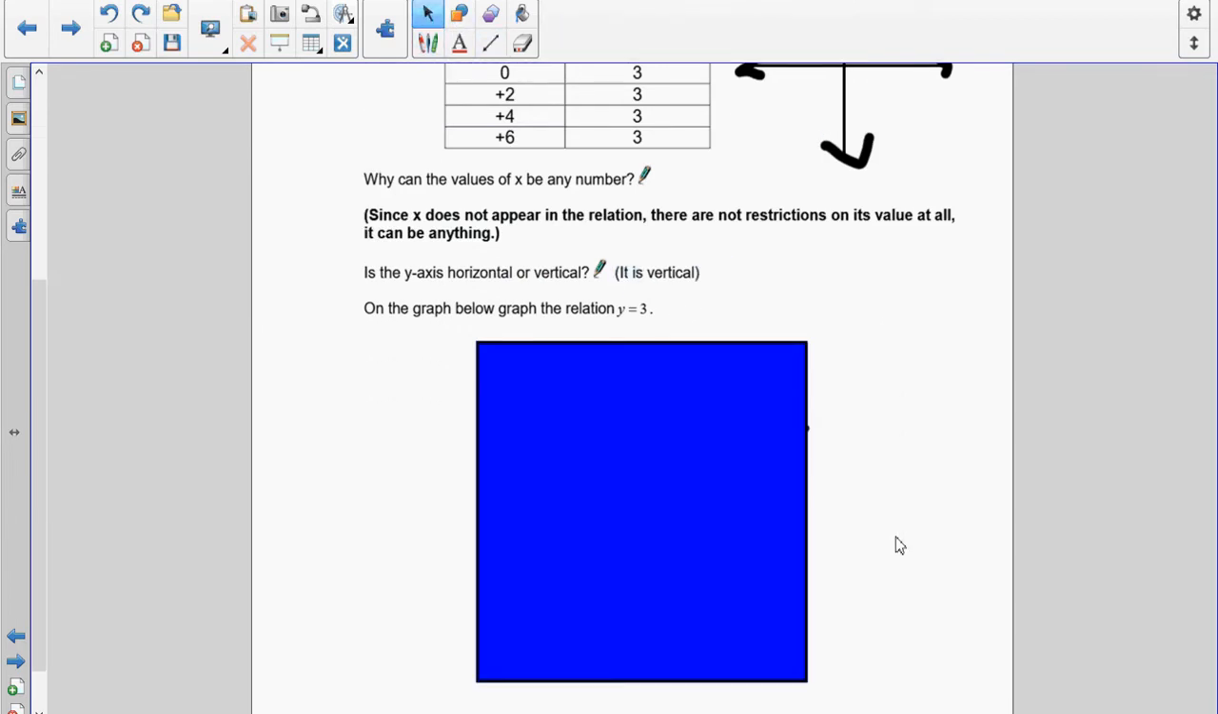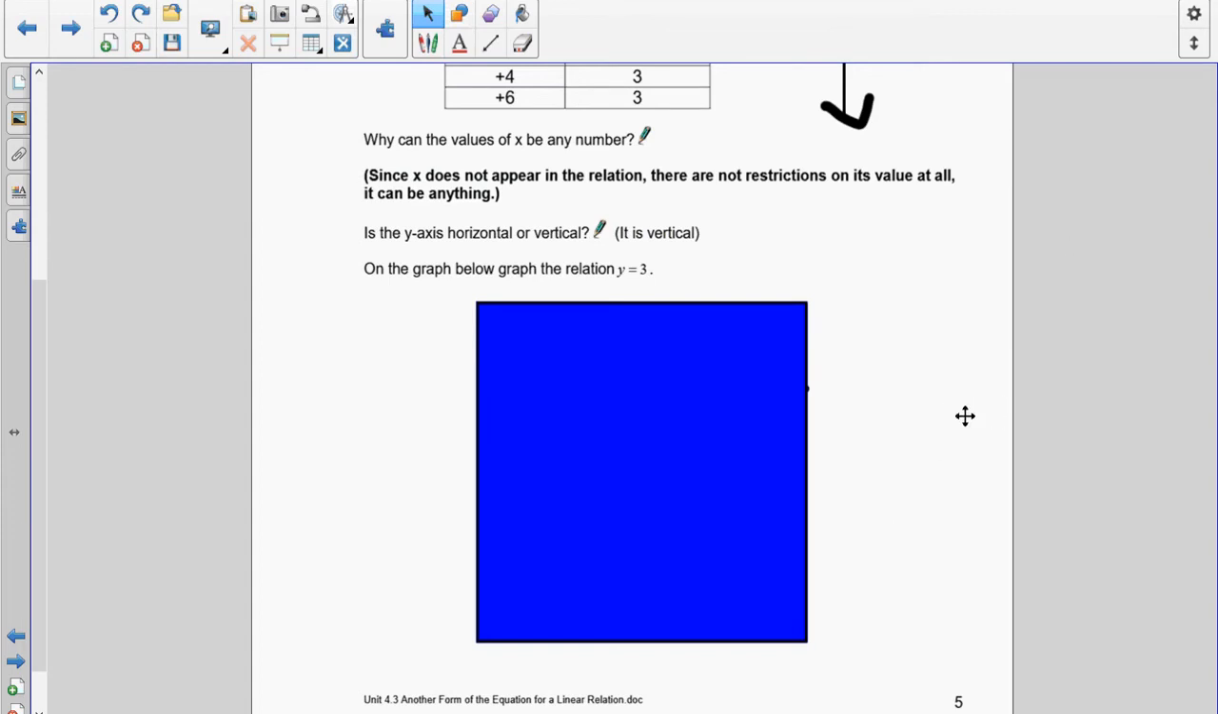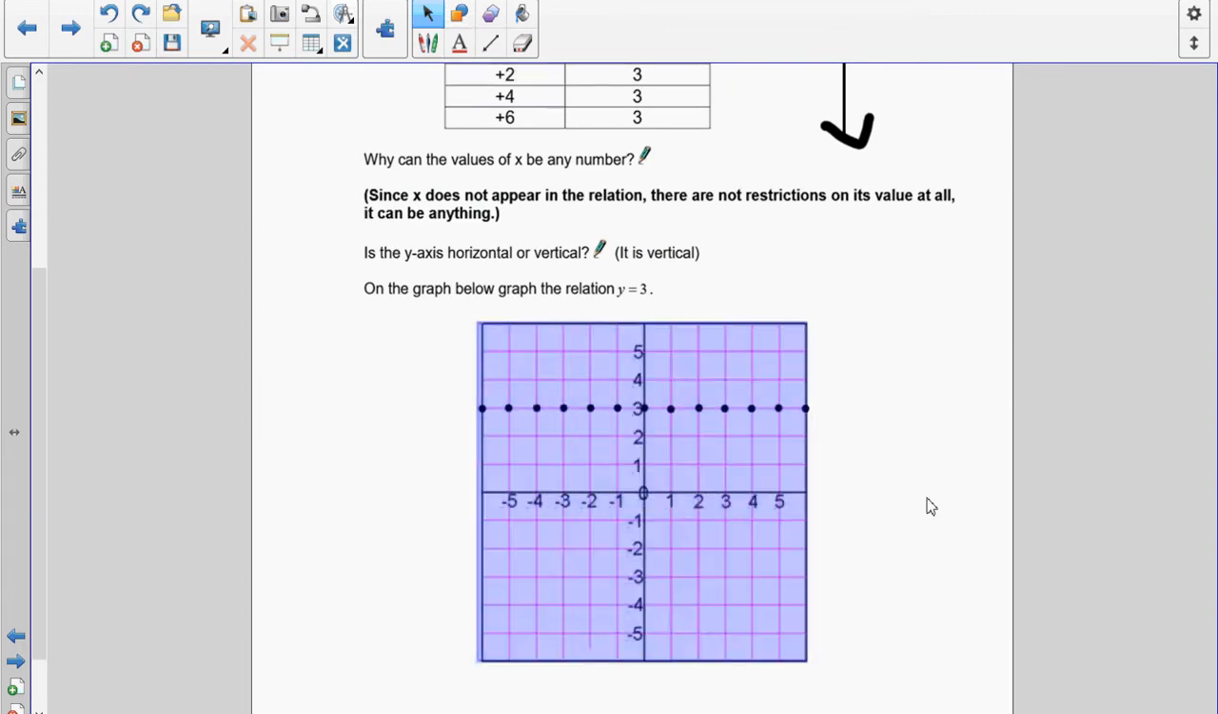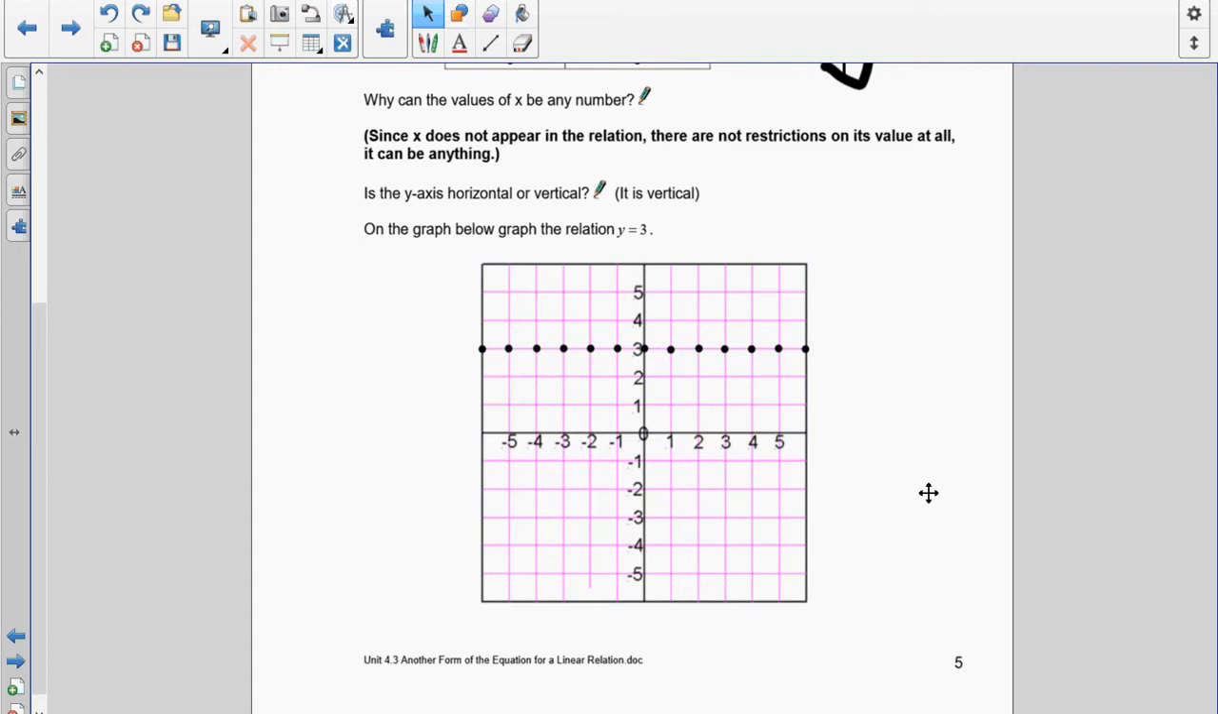Now, on the graph, let's take a look at graphing this thing. I've done this one for you because it's relatively easy. If everything has to be an integer, that means we have to be on what we call the minor lines, and these are the major lines. The minor lines are these ones right here where all of the dots are located, but they have to land on an intersection of two integers.